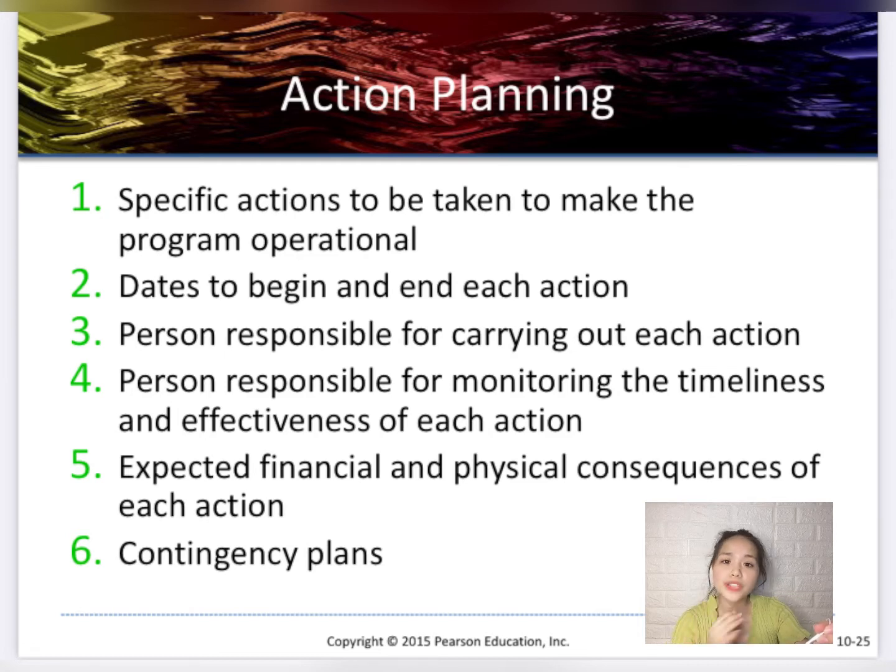So what are those actions? Companies have to list down all these actions chronologically or connected to each other. So what comes first and what would be the last action? Second, dates to begin and end each action. So there should be a start and an end in an action so that it is easier to measure the progress. And for the next one, the person responsible for carrying out each action.